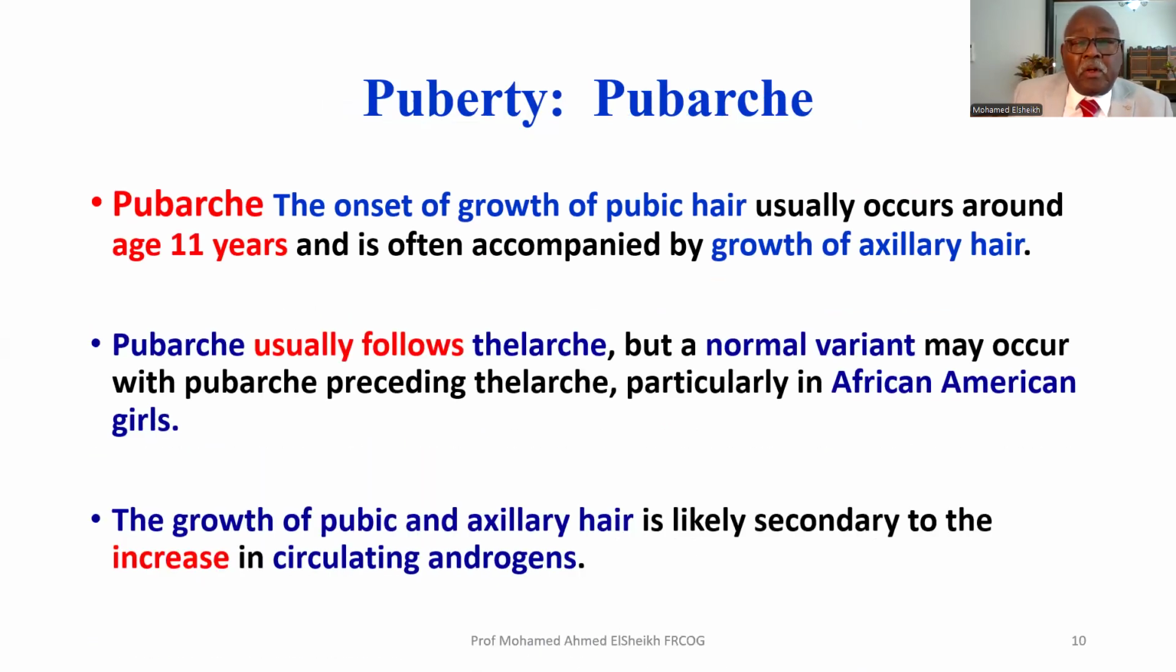The pubic hair usually occurs around the age of 11. So first thing is the breast buds, then the pubic hair, and often accompanied by the growth of axillary hair.